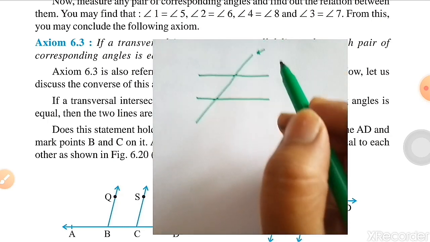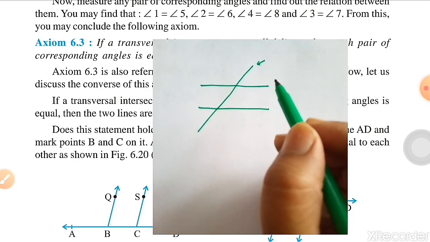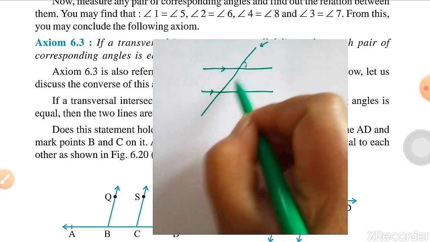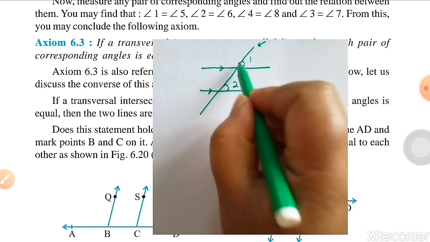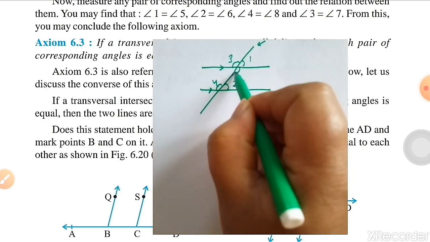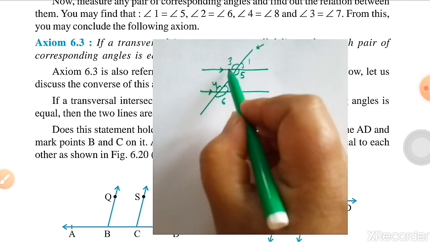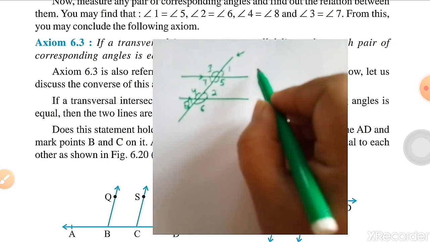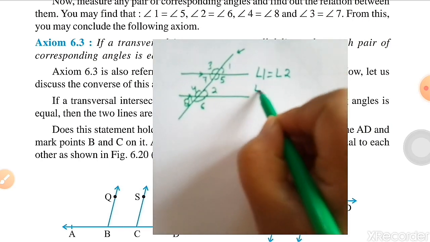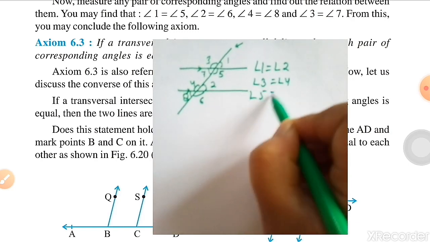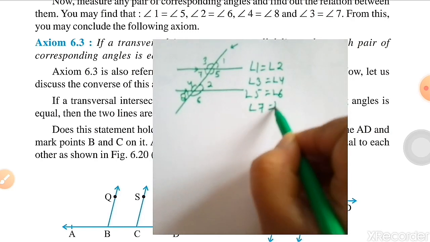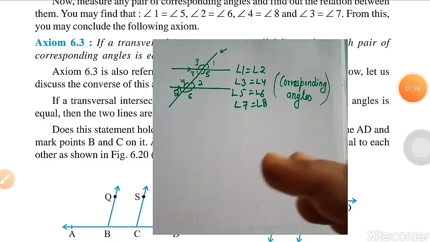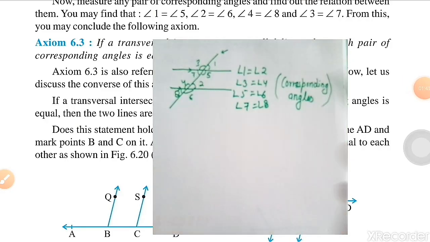Now you should understand the concept of the corresponding angle. You have studied this in class 8th also. Corresponding angle means if these two lines are parallel to each other, then the angles on one side, like angle 1, angle 2, angle 3, angle 4, angle 5, angle 6, angle 7 and angle 8, are known as the corresponding angles. Or we can say that angle 1 is equal to angle 2, angle 3 is equal to angle 4, angle 5 is equal to angle 6, and angle 7 is equal to angle 8. These are all corresponding angles, and these are equal to each other also.